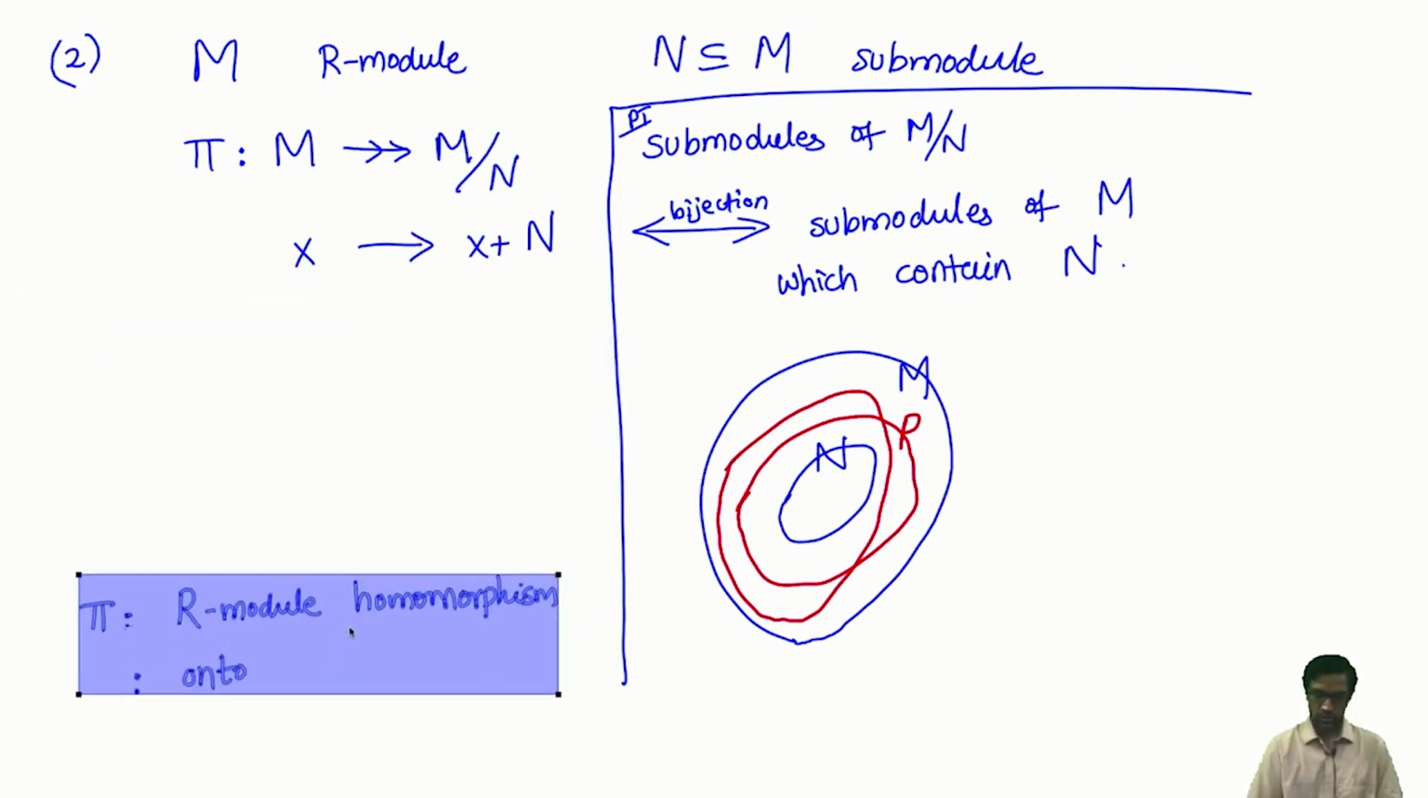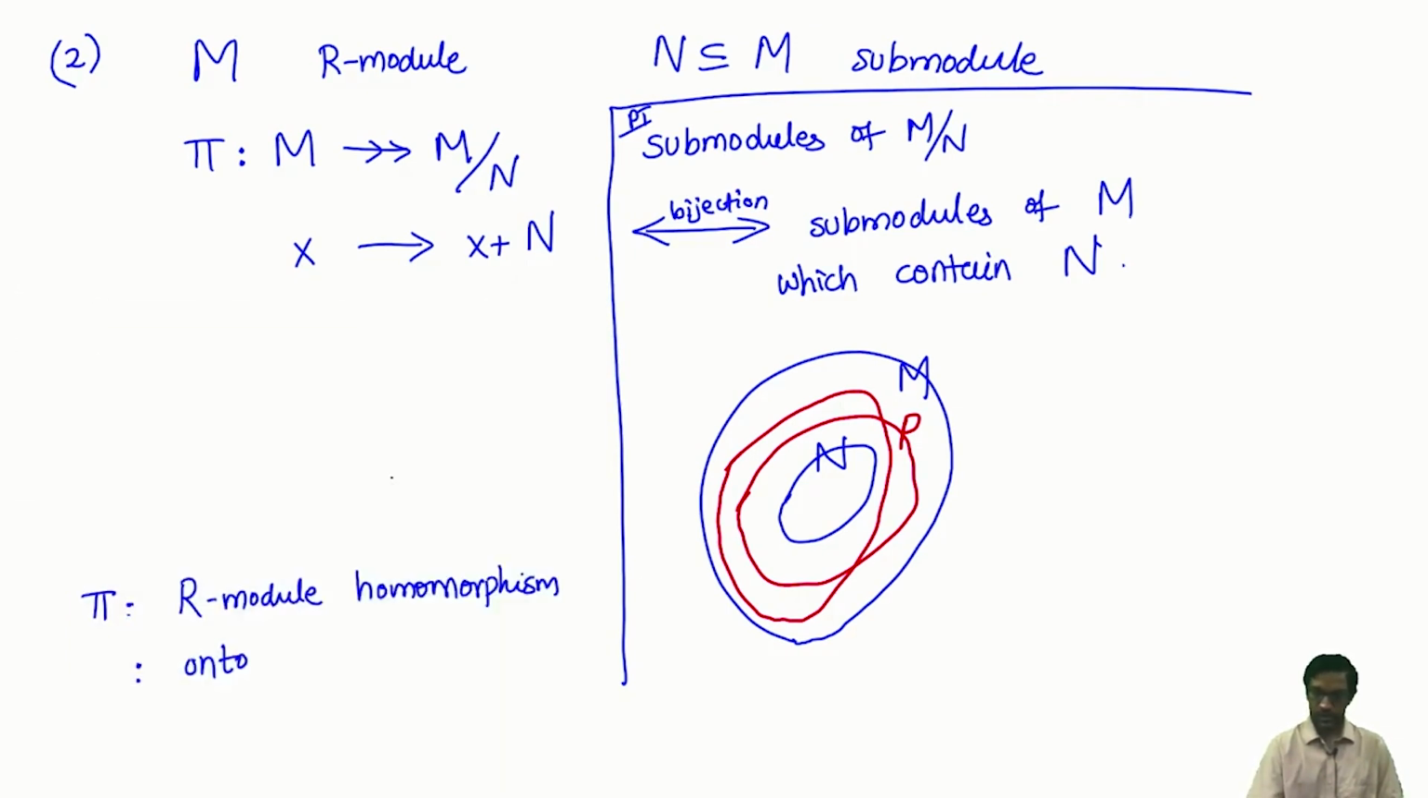Okay, let's move this down. Now look at the submodule here. So suppose I have a submodule of M mod N. Okay, so that's something which lives on this side. B is a submodule of M by N. Now what I can do is I have this map pi. I can look at its inverse image under pi.